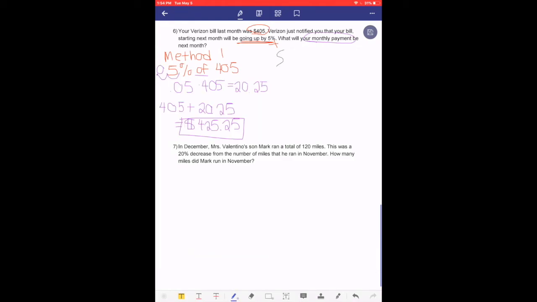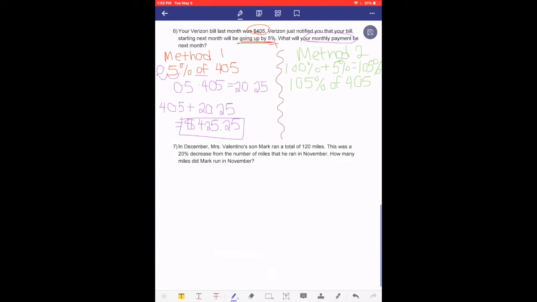Now we're going to do method 2. So method 2 is when we calculate the total percentage first. So the percentage we always start with is 100. And then when we go up by 5%, we're going to add 5%. 100 plus 5 is 105%. So now I need to find 105% of my original amount, and that was 405.